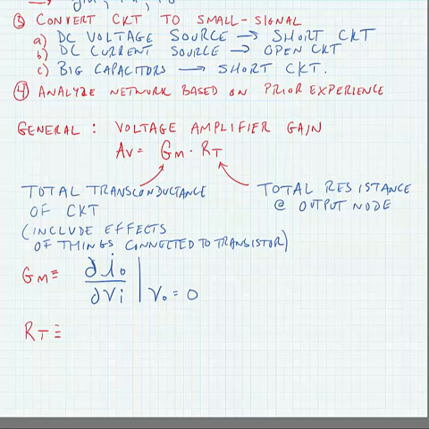For the total resistance of the circuit, we're going to define this as the change in voltage at the output due to a change in current at the output when the input current is equal to 0. In other words, we leave the input open circuited and we measure the change in voltage at the output due to a change in current at the input. Okay, we're going to look at this in a little bit more detail in the next set of slides.